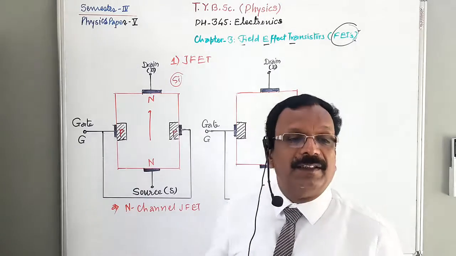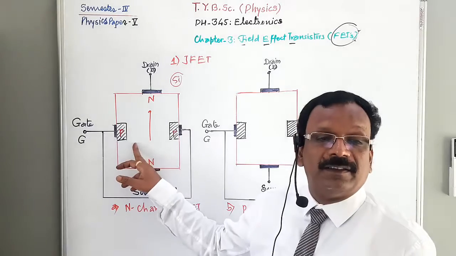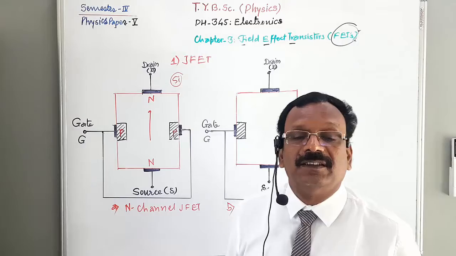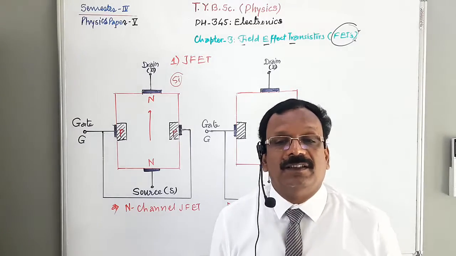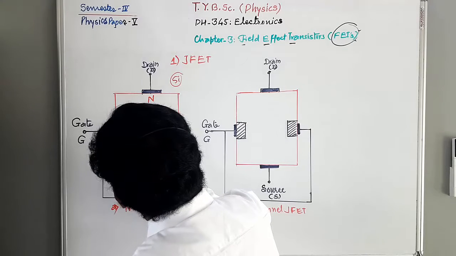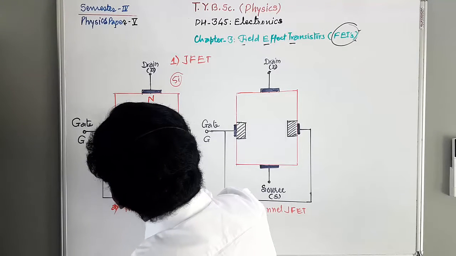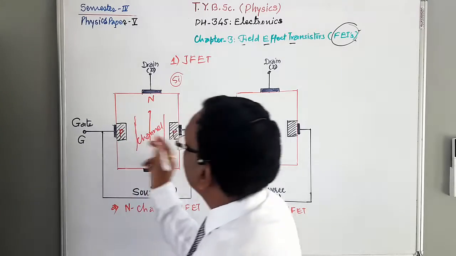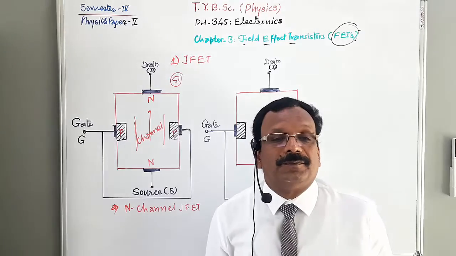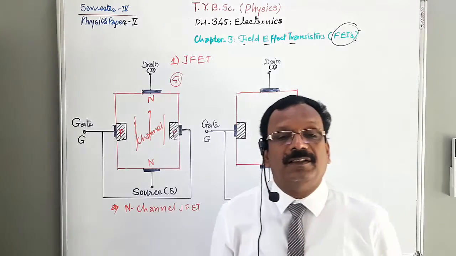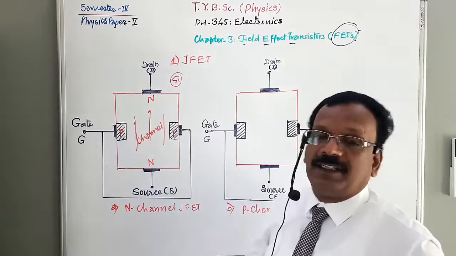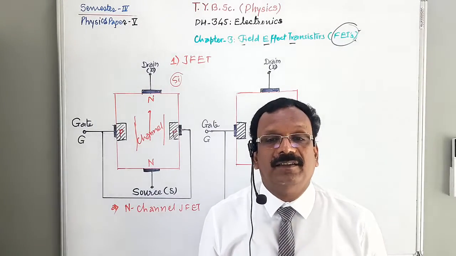Remember that the space between the junctions is called a channel. This is called a channel. The space between the junctions, that is between this N region and this N region, is called a channel.